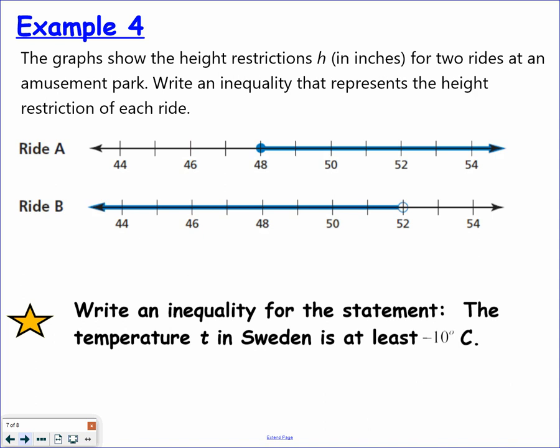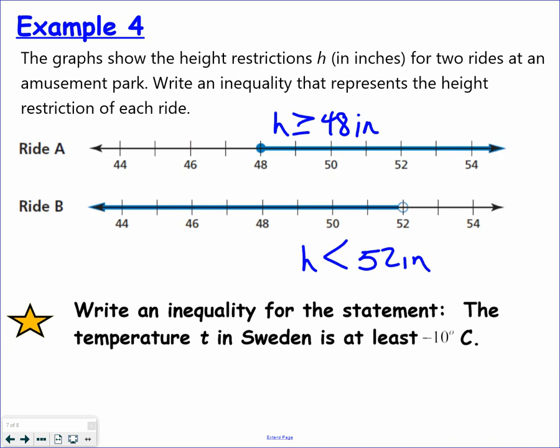So the first ride up here at the top, the height must be greater than or equal to 48. So this is probably a roller coaster. You've got to be greater than or equal to 48 inches in order to ride the roller coaster. This one, probably in the kiddie land, less than 52 inches, and it's not equal to because it's an open circle.